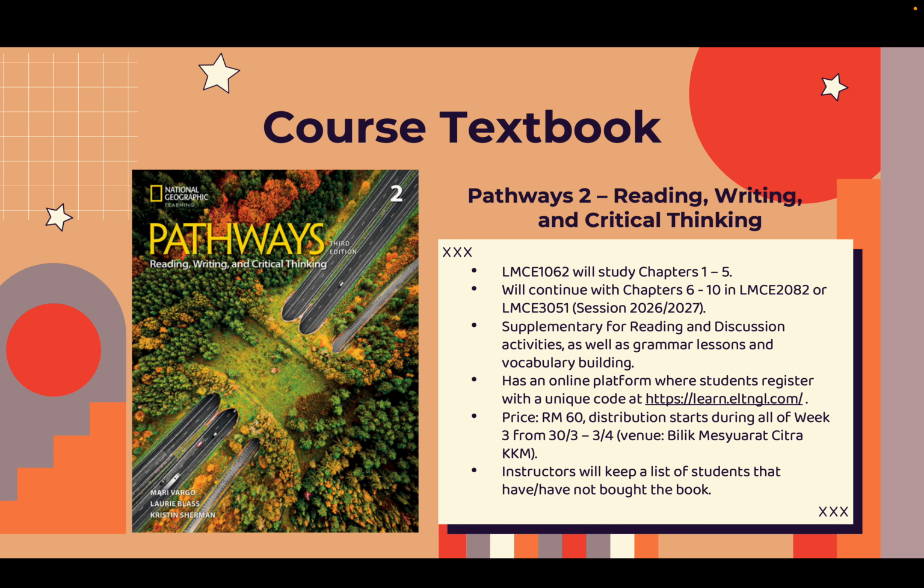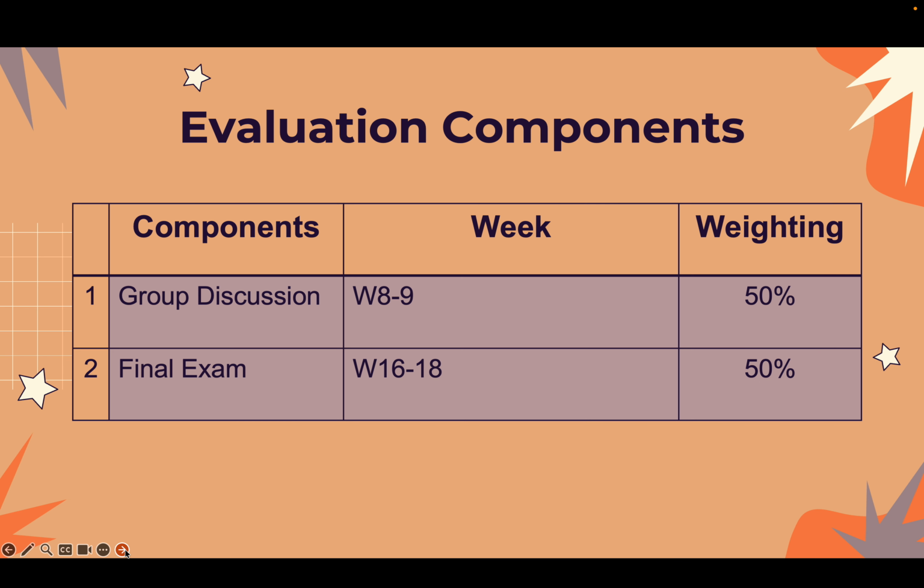The price of the book is 60 ringgit, and distribution starts during all of week 3 from the 30th of March until the 3rd of April. So 5 days. In week 3, they can come anytime between 9 until 4. The venue is at Bilik Mesyuarat Citra, College Christmas. Instructors will have to keep a list of students that have or have not bought the book, to make sure that everyone buys the book.